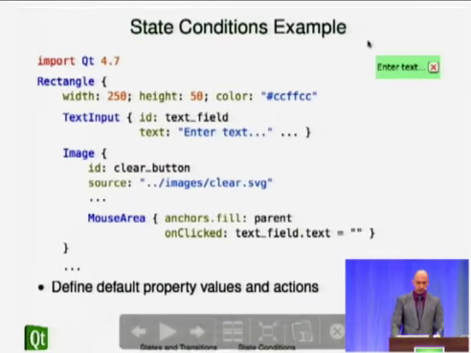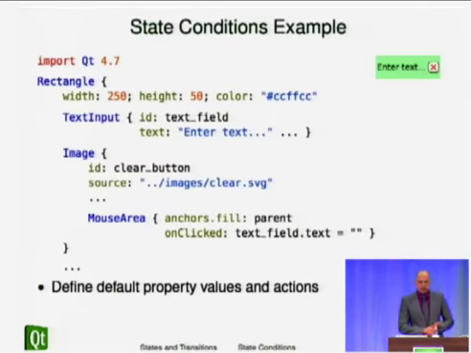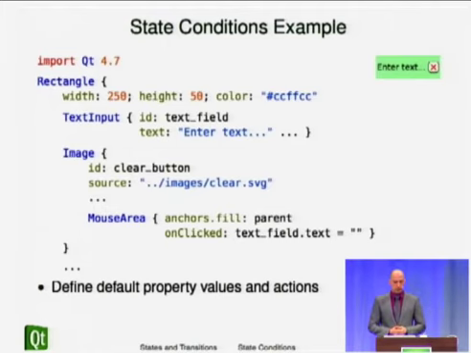Hello, there you go. So another rectangle, different color. We have a text input, which we call text field, with some text and some other properties, which we won't bother with now. Then we have a clear button. Well, initially it's just an image. We call it the clear button. We give it a source.